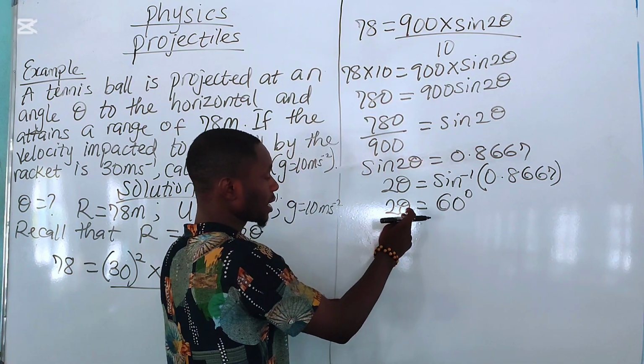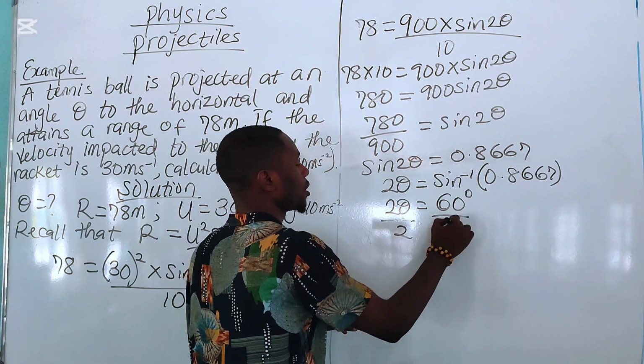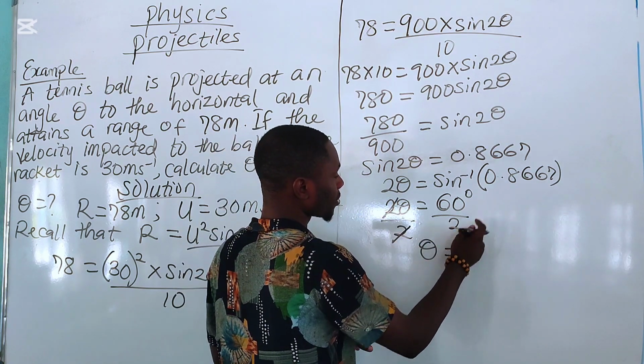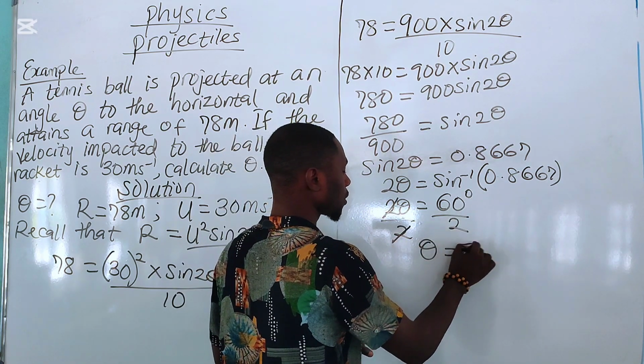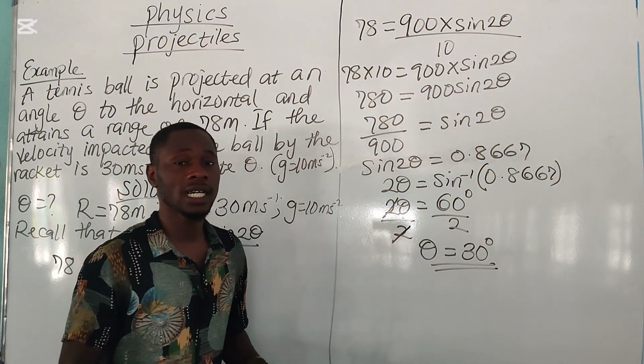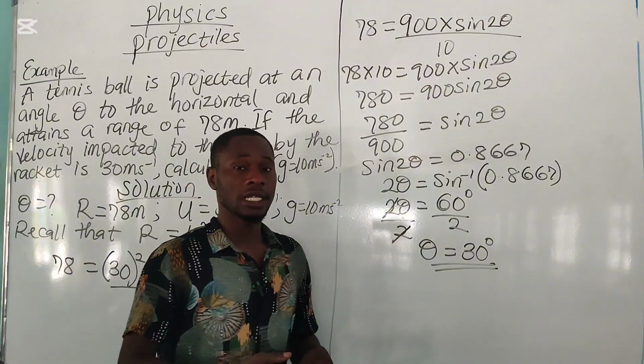So we are looking for theta, so we divide both sides by 2. So theta now becomes 60 divided by 2, which is equal to 30 degrees. So it means that the angle theta is equal to 30 degrees.